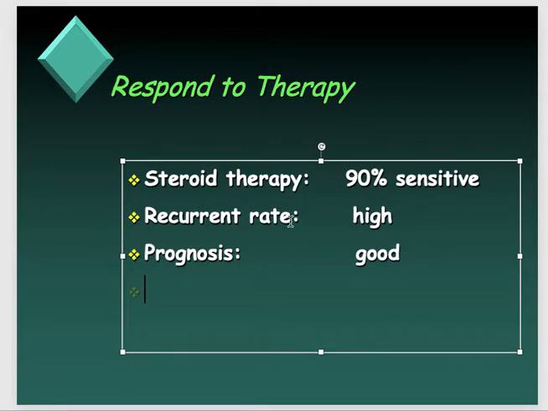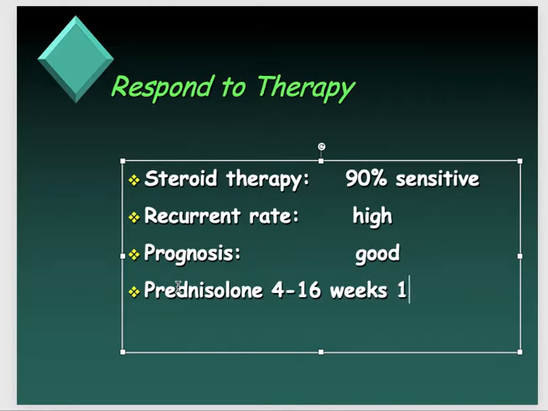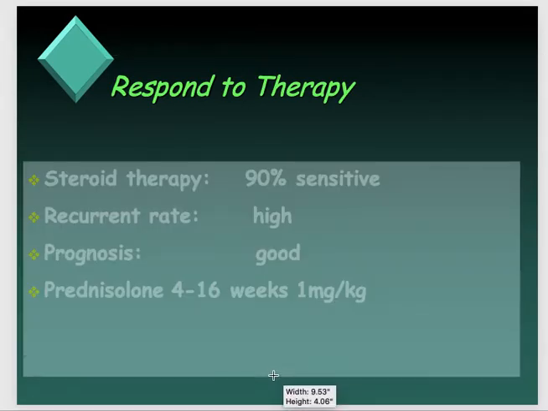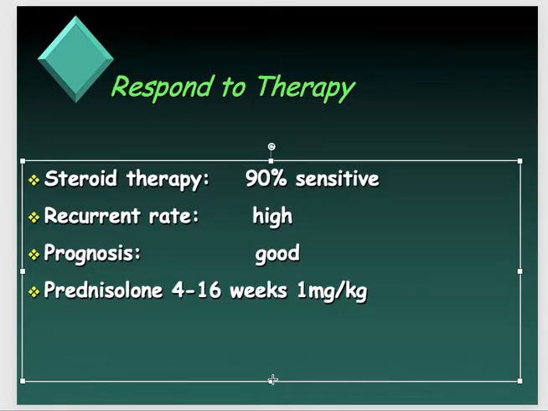So what we do, what we give them, we give them prednisolone, okay, for 4 to 16 weeks. This is how they treat them. And what is the dose? You don't have to remember the doses, but it is very easy to remember, 1 milligram per kilogram. So we are giving for 4 to 16 weeks, and when we stop the steroids, we taper the dose off. We make the dose low, low, low, low, and then we stop it.